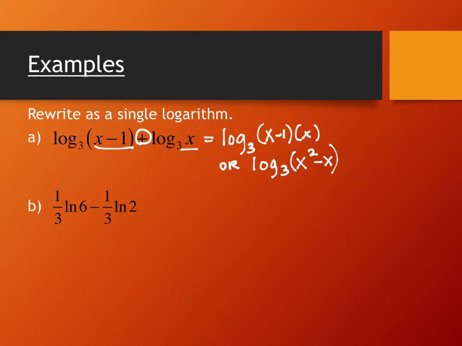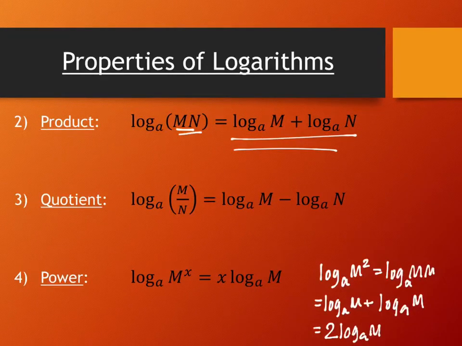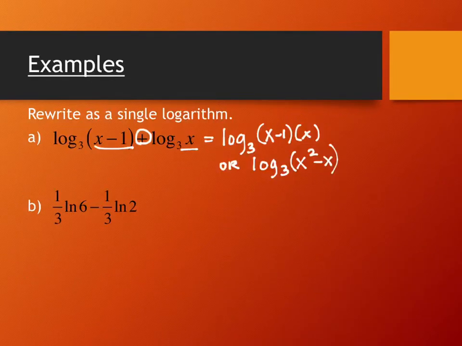What properties do you see present on part B? The 1/3 in front, what is that property going to use? Well, we are going to have the quotient, but not because of the 1/3. The power rule, okay? So we have a 1/3 in front, much like this x right down here is in front. That's going to be the power rule. We do have subtraction, though, as well, and that's going to be the quotient rule.